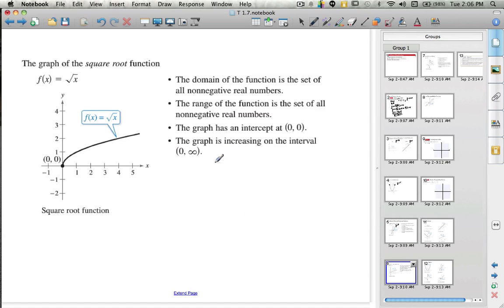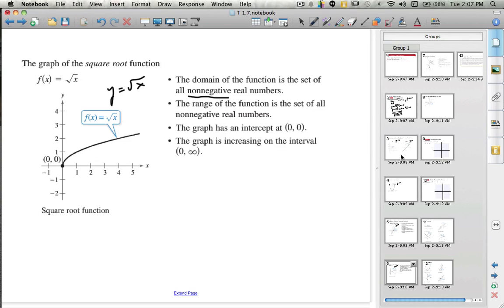A square root function is a little different. This is what a square root function looks like. Y is equal to the square root of x. The domain of the function is a set of all non-negative real numbers. Non-negative, that's important, right? 0 works, but -1 does not. The range of the function is the set of all non-negative real numbers, meaning it can't have a negative output. It has an intercept of 0, 0, and the graph is increasing on the interval from 0 to positive infinity.